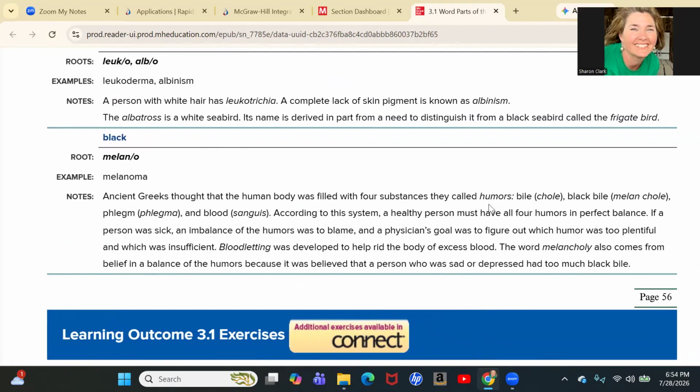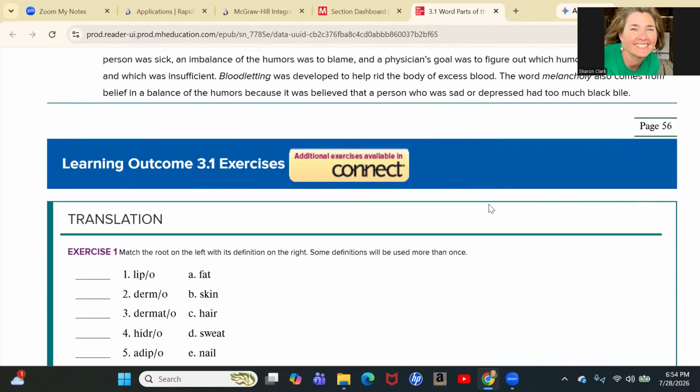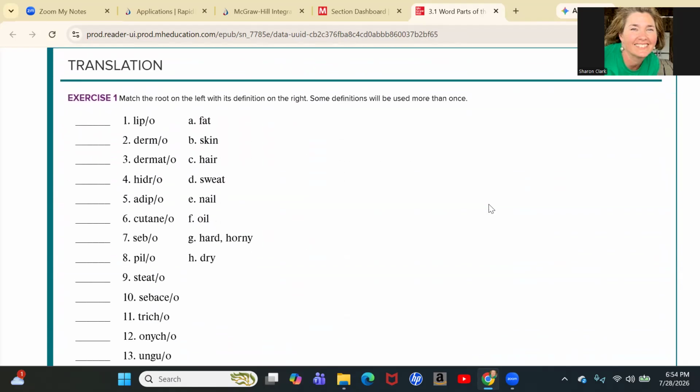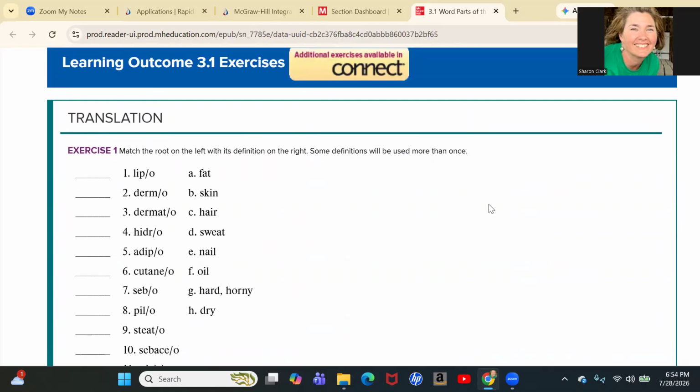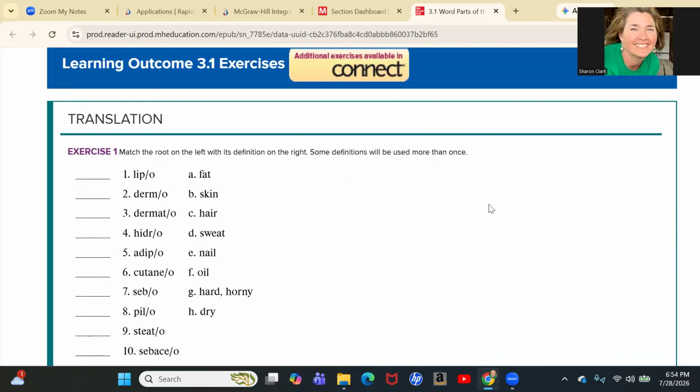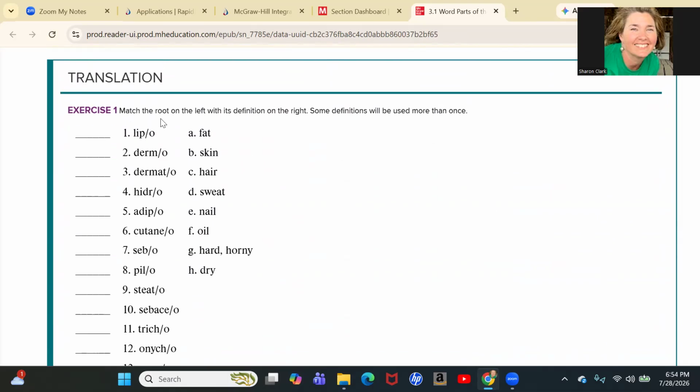There's also one for green, one for purple, one for gray. We'll learn those as we go through the unit. Okay, and as always, please definitely do your learning exercises. So here you're simply matching them up.